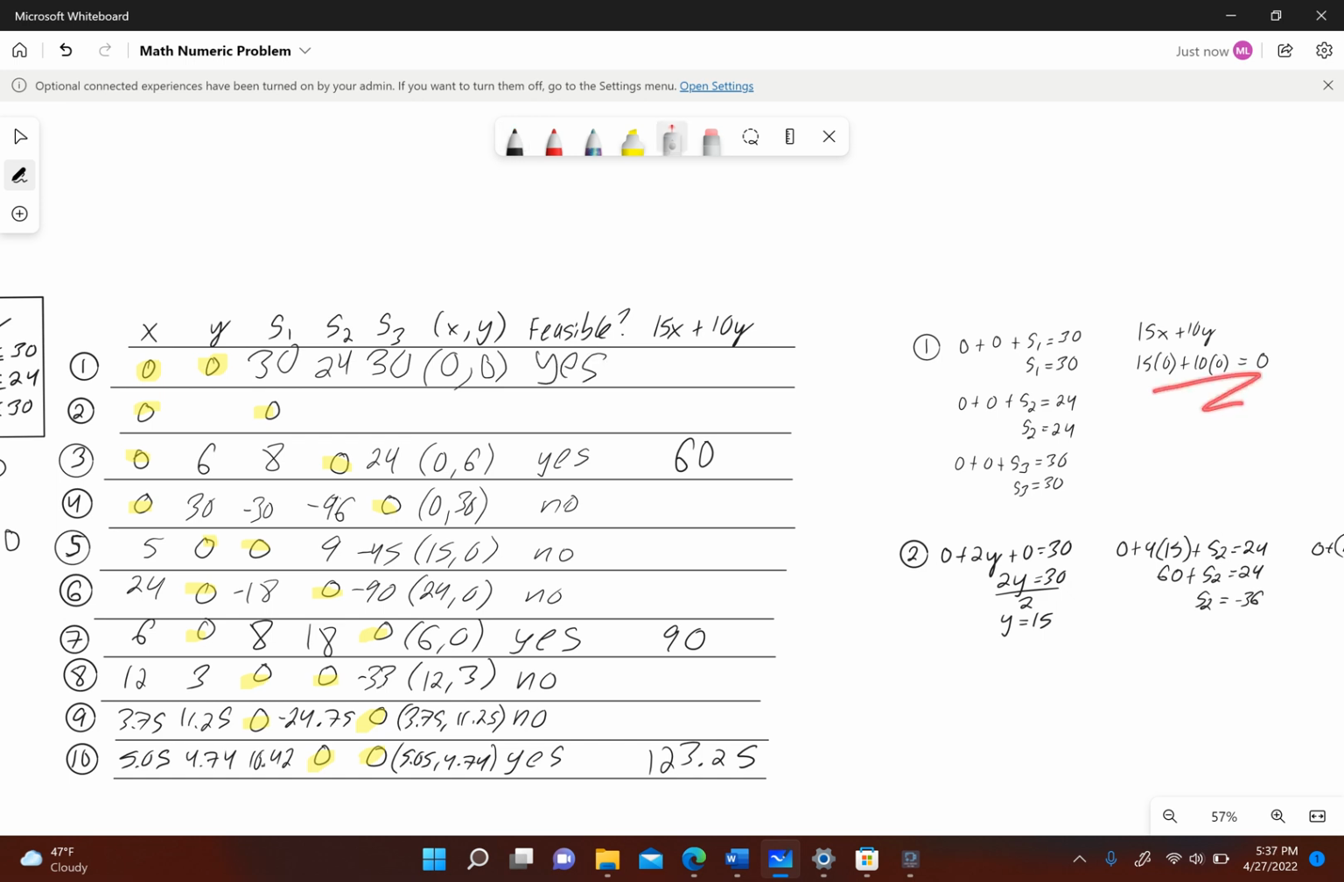And then it is in the feasible region, and that's because there's no negatives in the s1, s2, and s3. You can see over here, when you plug in your zeros for the x and y in 15x plus 10y, you just get 0. And then you plug that into the last part of the table.